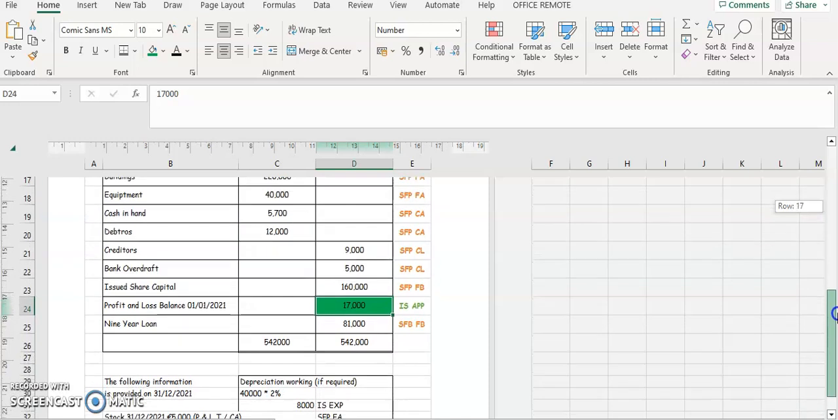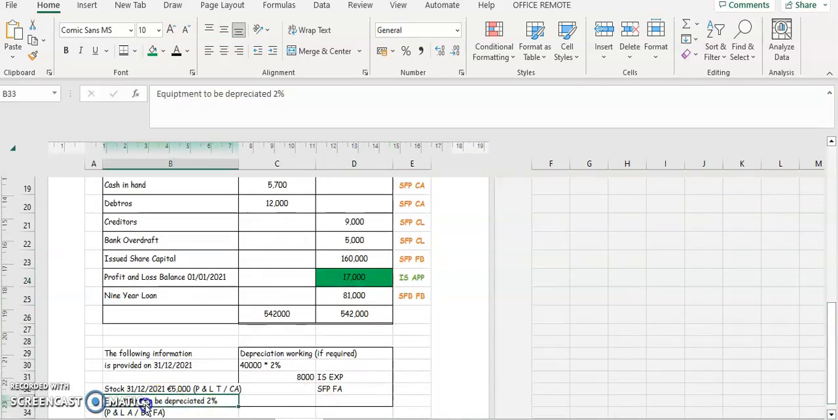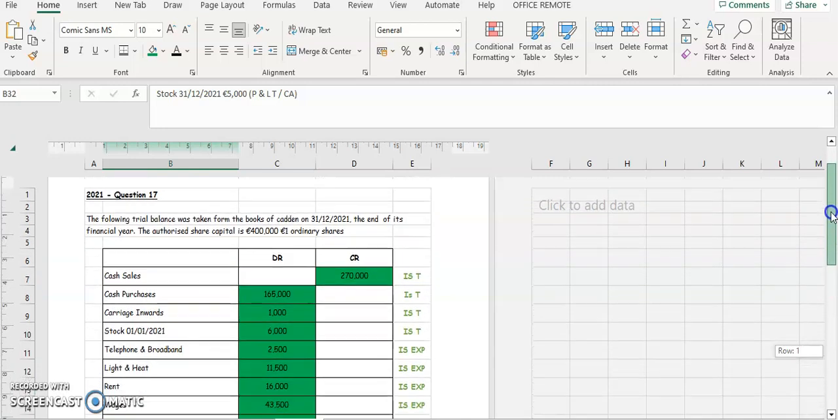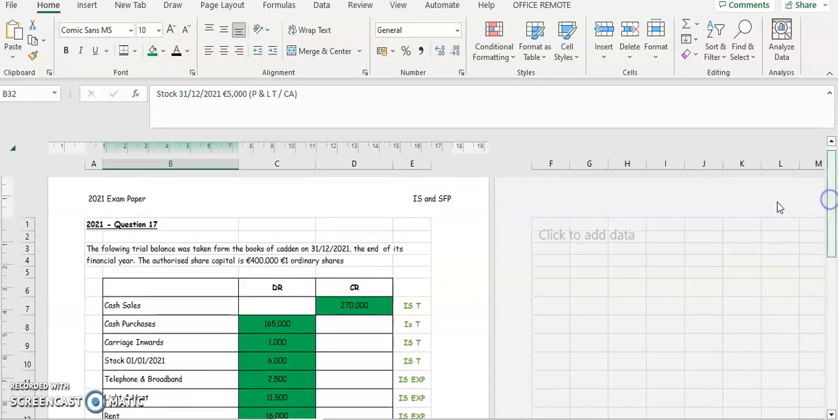And remember that your equipment will go in twice. It's going to go into your income statement, and it's also going to go into your statement of financial position. And then your stock of 5,000 will go into your profit and loss and will go into your current assets. So that's how you do the first part, which is your income statement, question 17 of the exam paper.